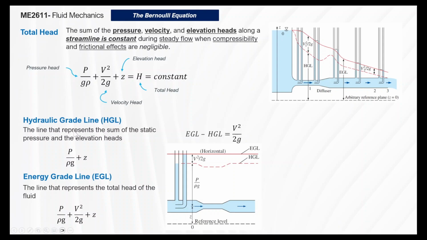The hydraulic grade line is the line that represents the sum of the static pressure and the elevation heads. So that's simply this and the elevation here. The energy grade line is the line that represents the total head. So essentially here, the whole thing. The difference between the energy grade line and the hydraulic grade line is simply the velocity head, or dynamic head, which is v squared over 2g.